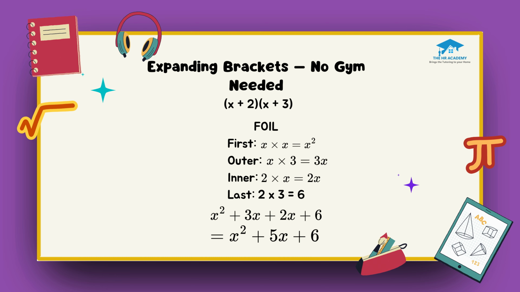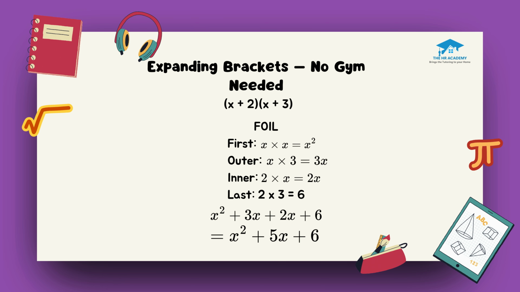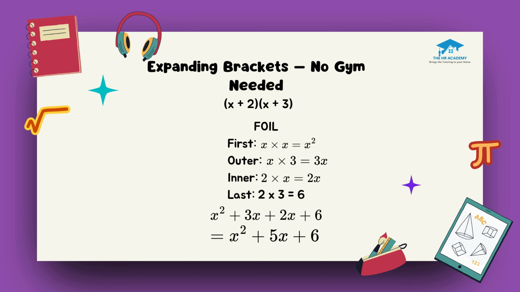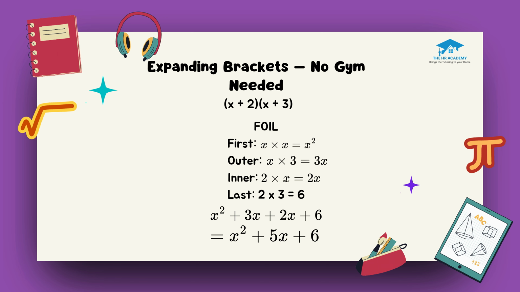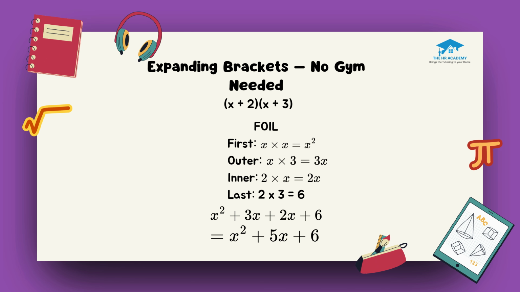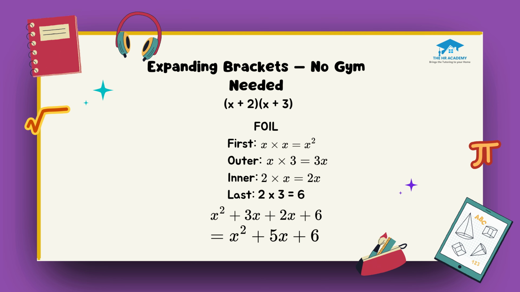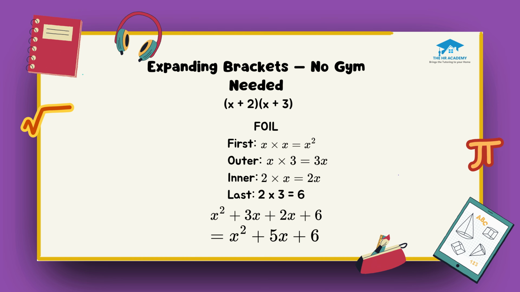Now, let's combine the like terms. x squared plus 3x plus 2x plus 6 becomes x squared plus 5x plus 6. So when you expand brackets, just multiply carefully and combine your terms. Like cooking, mix it all up, and hopefully you don't burn the equation.